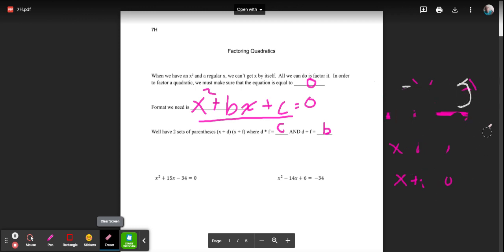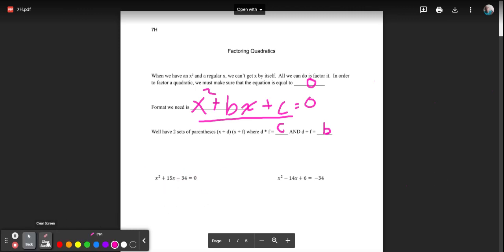All right. So we're looking at our first problem here. x squared plus 15x minus 34 equals 0. Well, we should know there that it's already set equal to 0. So we're already kind of in shape, sort of ready to go here.